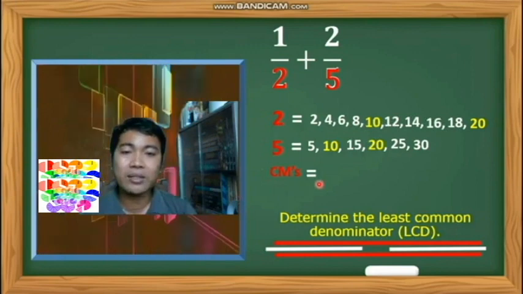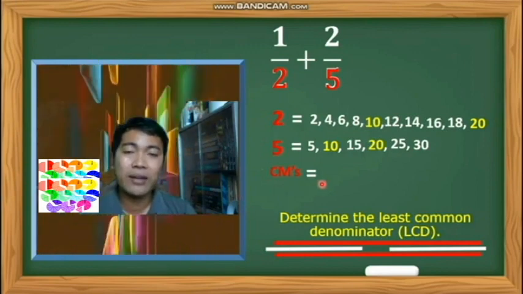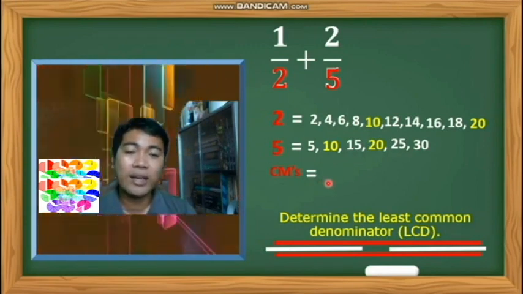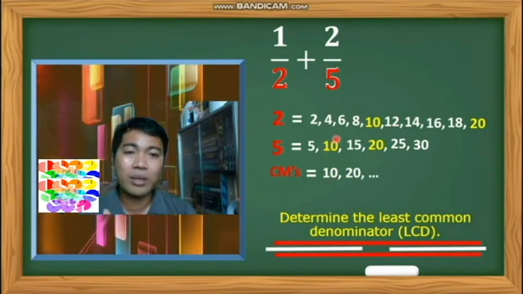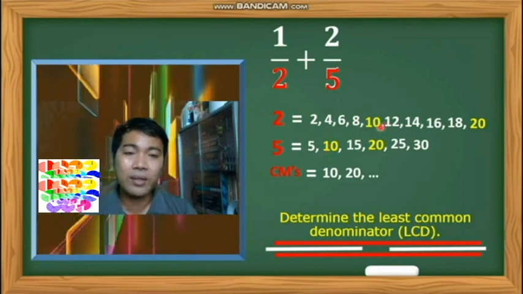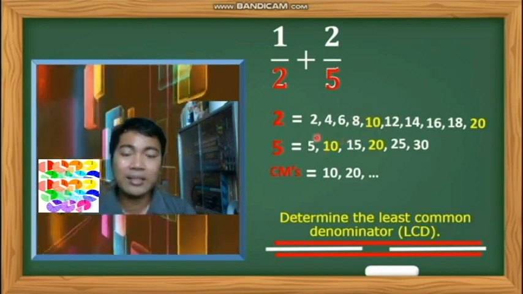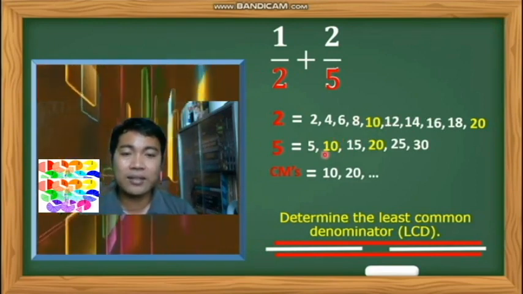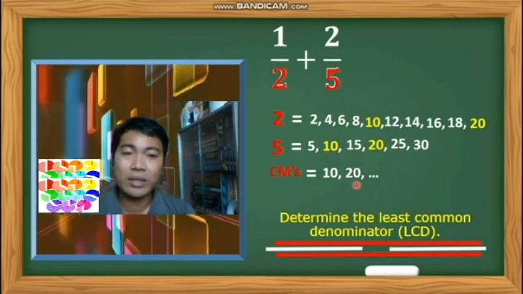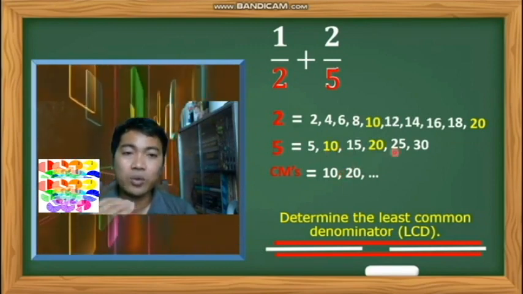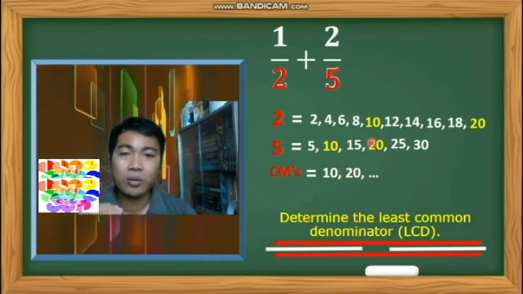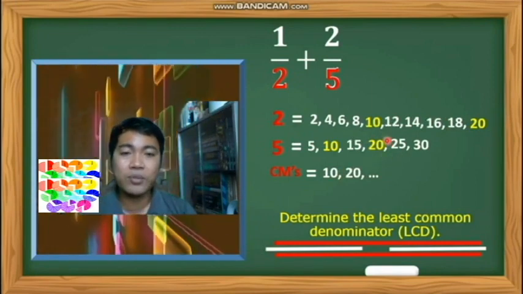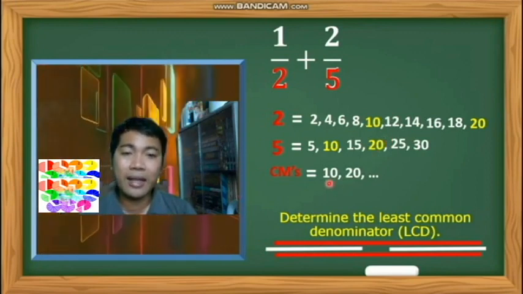So, what are those products or what are those multiples that can be found in 2 and 5? First is 10. Nakita natin dito na mayroong 10, yung may color yellow, 10 doon sa 2 at 10 din doon sa 5. Second multiple ay 20. 20 can be found in 2 and in 5. So, ibig sabihin, ang 20 ay product ng 2 at product din siya ng 5. So, common multiples are 10 and 20.